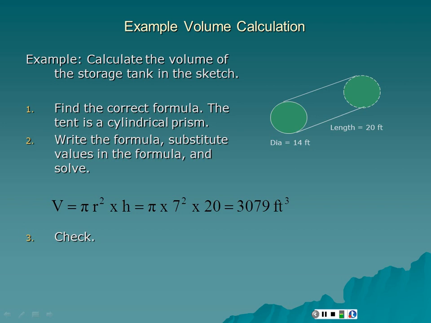But how about the radius? In the diagram or in the picture, you are given the diameter, right, which is 14. Since you know the diameter of the base is 14, what will be the radius? Must be 7, right? You divide the diameter by 2. So that's why in the formula you replace the r by 7. Do you see the 7 here? 7 squared times 20. Now you get the answer, which will be 3079. The answer must be in feet cubed, because all the units are in feet.